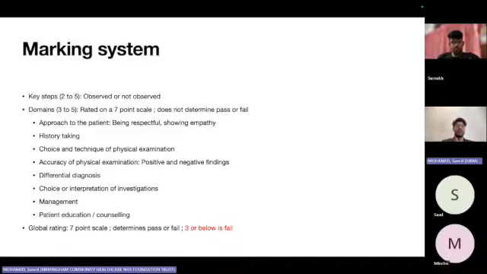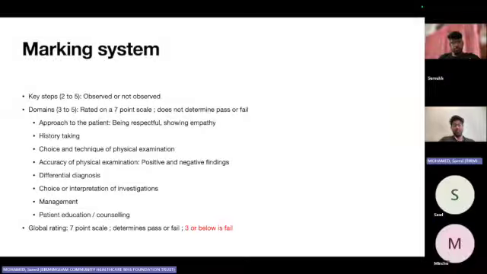Okay, and then finally, this is the main thing: the global rating. Basically they'll consider all the things that you have done so far. Have you been able to meet all the key steps? Have you been scoring high in the particular domains being tested in the station? Then finally, they'll give you a global rating based on the above. This is also a 7 point scale, from 0 to 7, and anything below 3 is a fail.